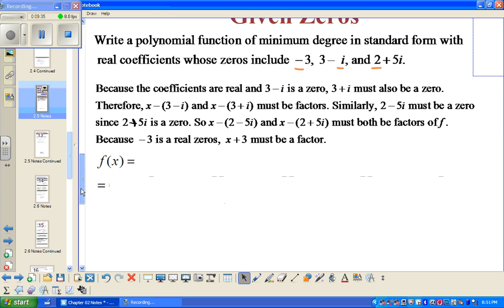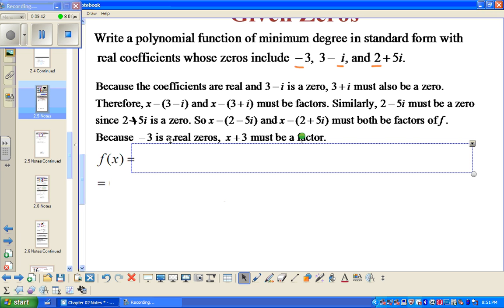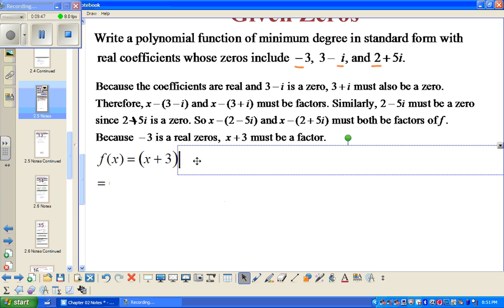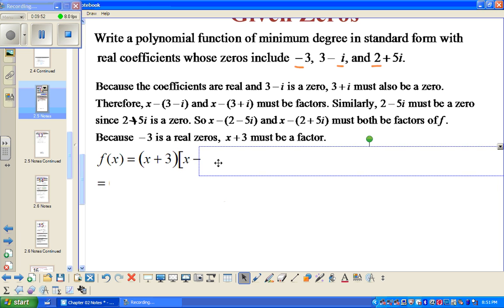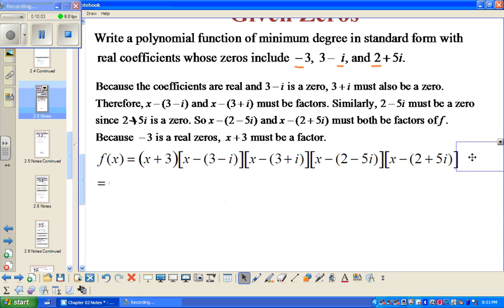So I'm just going to write that out. What I just revealed is basically what I just said. So if I write this out, I would write x minus a negative 3, which is x plus 3, and I would write x minus 3 minus i, and x minus 3 plus i, x minus 2 plus 5i, and x minus 2 minus 5i, or 2 minus 5i and 2 plus 5i.